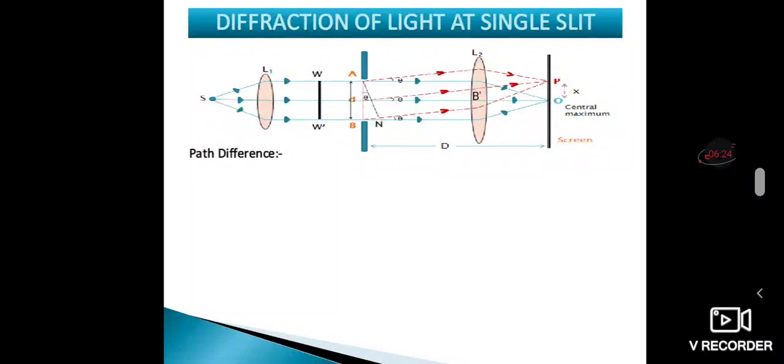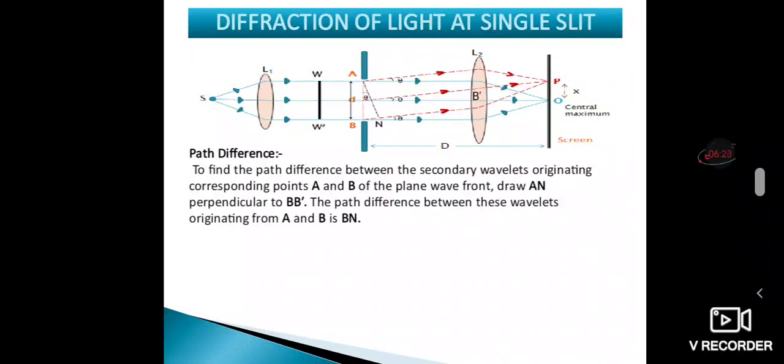To find the path difference between the secondary wavelets which are originating from corresponding points A and B of the plane wavefront, we have to draw a perpendicular, that is AN perpendicular to BB dash, the line which is propagating towards the point P. Then the path difference between these wavelets originating from A and B is nothing but BN. So BN is our path difference here.